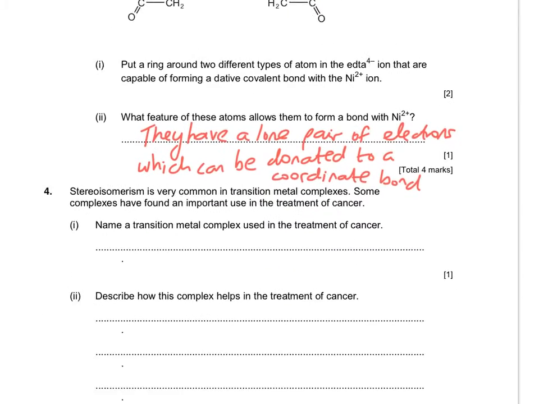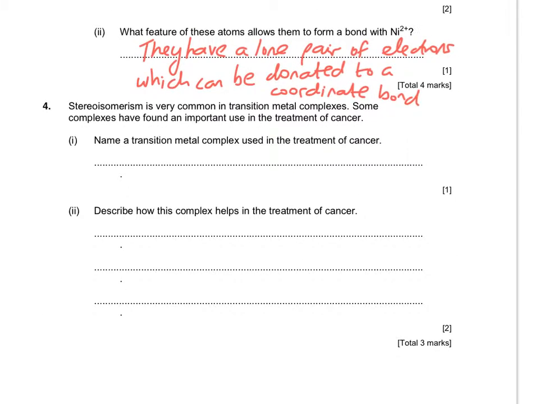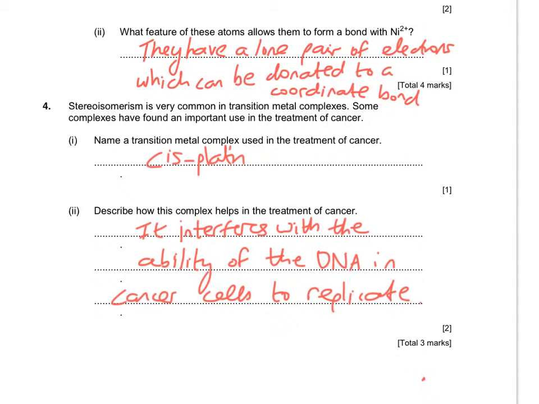So the next one asks us, stereoisomerism is very common in transition metal complexes, and some have been found to be important in the treatment of cancer. So the obvious one that we need to remember for A-level is cisplatin. And what it does is it interferes with the ability of the DNA in cancer cells to replicate. So let's now have a look at the answers.